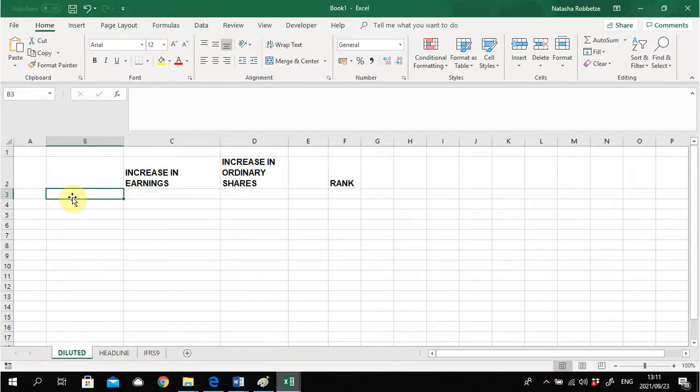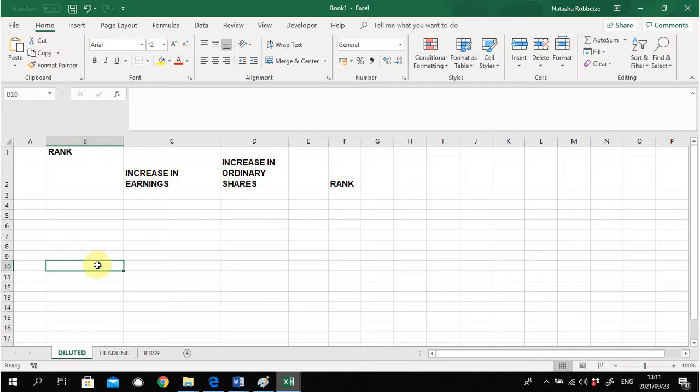We're going to start with required number A, which asks us to calculate the diluted earnings per share. In order to calculate diluted earnings per share, there are 2 steps to be followed. The first thing to be done is that we need to rank the dilutive items. And thereafter, we need to test for the potential dilutiveness to see if it's dilutive or anti-dilutive. So let's start with step 1, which is the ranking.